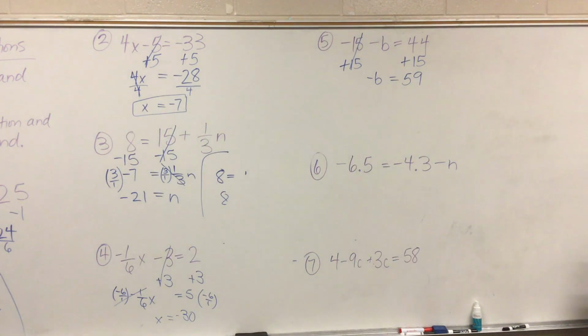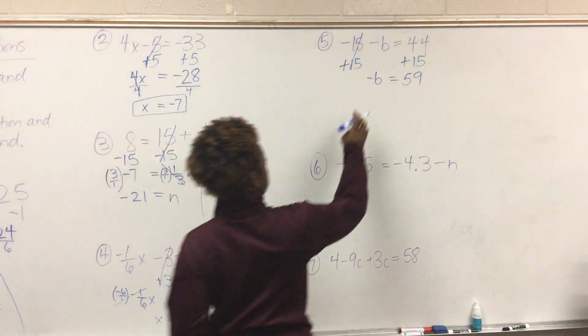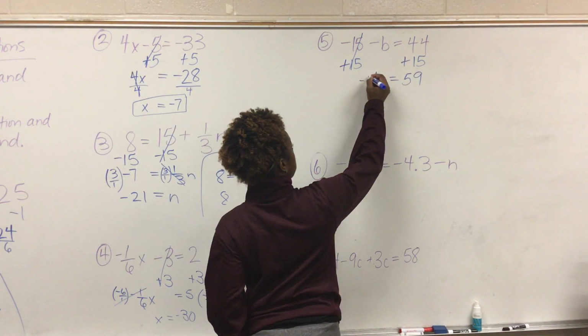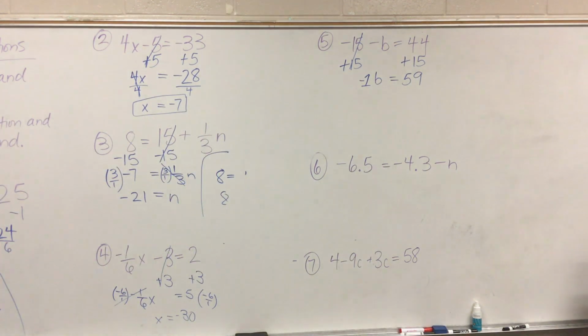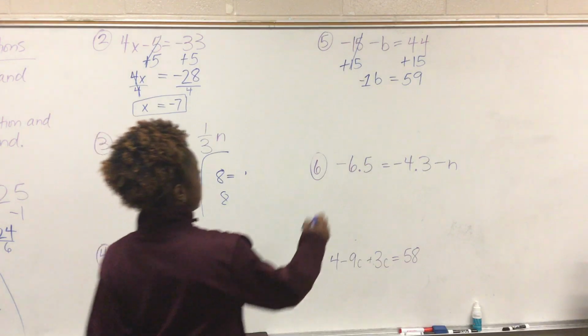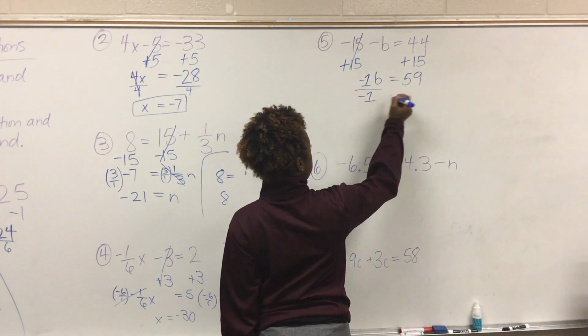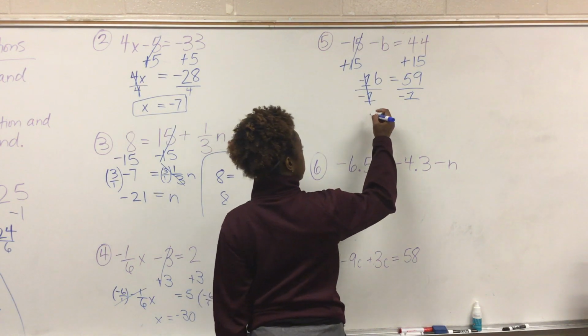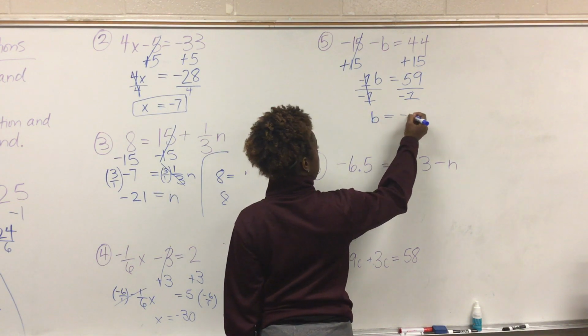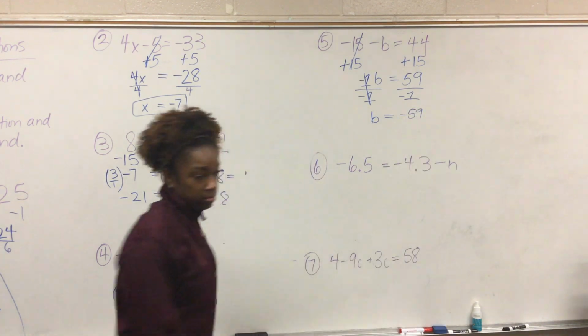However, we're not finished. The variable here is negative. And of course, we know that there is an understood 1 in front of every variable. So this is negative 1b equals 59, which still makes this a two-step equation, because if they multiply by negative 1, we need to divide by negative 1. Negative 1 divided by negative 1 is 1. So we have b equals negative 59 is our answer.